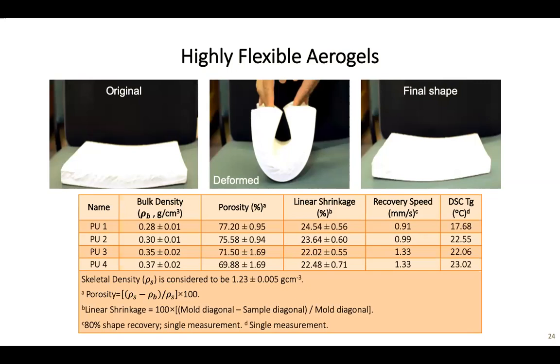It's basically a highly porous sample, about 77% porosity. Glass transitions are close to room temperature. That's why it's a very soft sample, and it's very flexible with a good recovery. 80% of the strain can be recovered; if you consider the recovery speed that I reported here, it's about 1 millimeter per second.